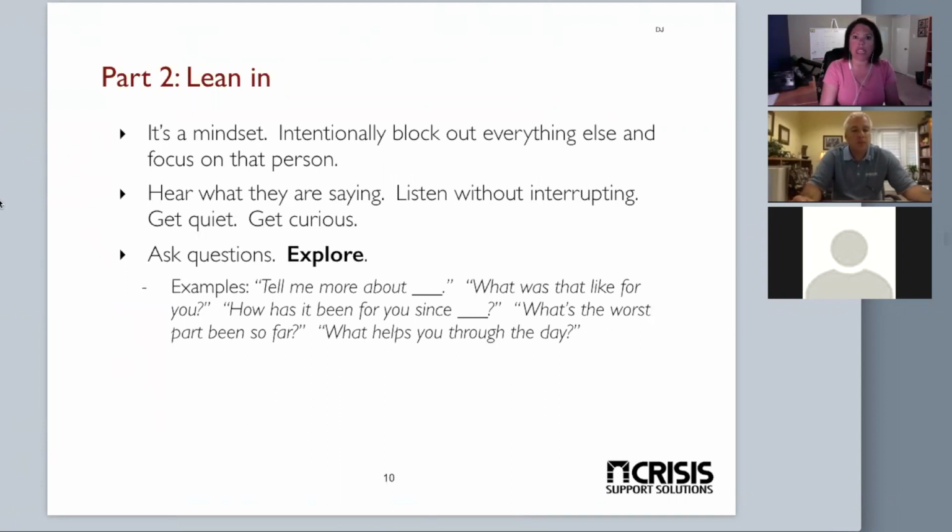So thank you for showing up. Part 2 is lean in. And this is your listen part, even though part 3 says listen out. Leaning in, sorry, I don't want to confuse you on that, but we kind of take 1, 2, and 3 all together. Show up, lean in, listen out. And lean in is the questioning part of this. It's a mindset. It's intentionally blocking out, like Joey just talked about, everything else, that when you're with that person, in front of that person, you are there with them.